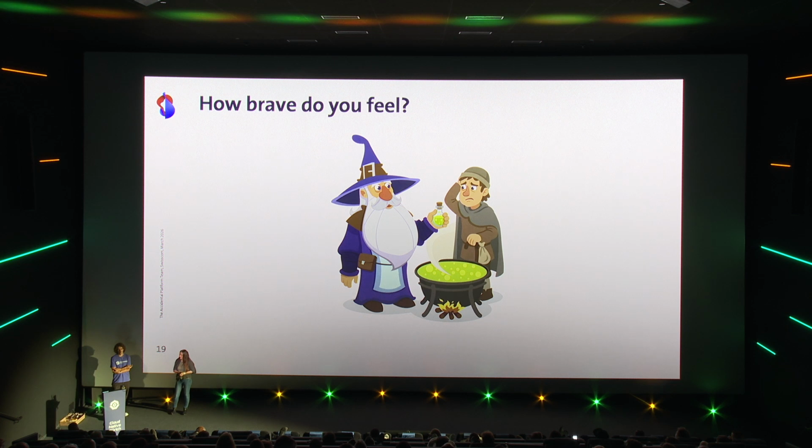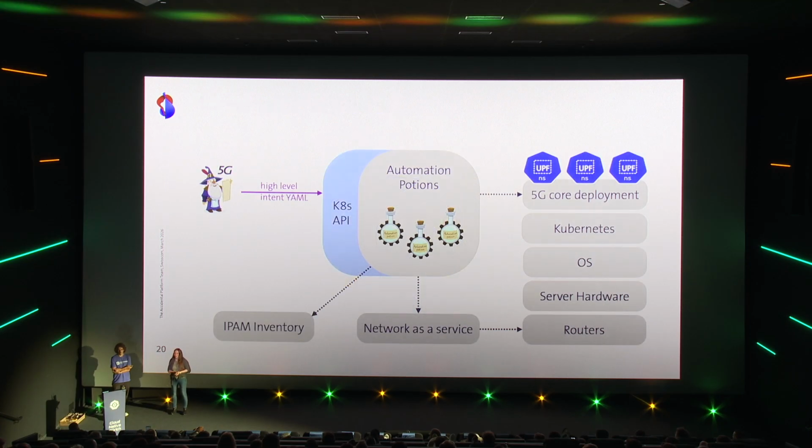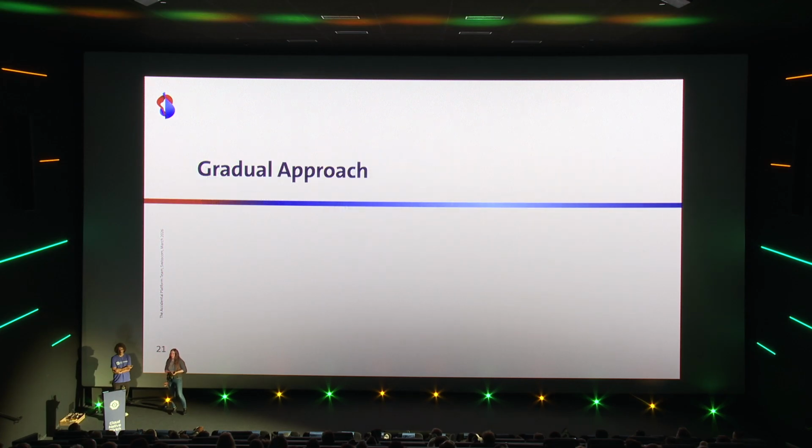So let's imagine here you meet a wizard who offers you a magical potion. Would you be brave and try it out, or be concerned about side effects? In a way, you could look at these Kubernetes operators as automation potions. So of course, first you need to gain trust in it. We started with a gradual approach.